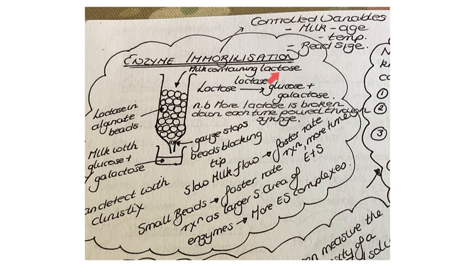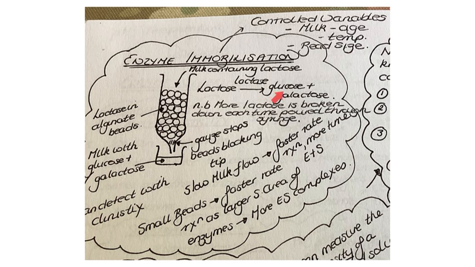Milk contains the disaccharide lactose, and it's broken down by lactase into glucose and galactose. So inside the syringe here we have beads, alginate beads, which have lactase embedded in them. So as the milk is poured over the beads, the lactose is broken down by the lactase in those beads into glucose and galactose.